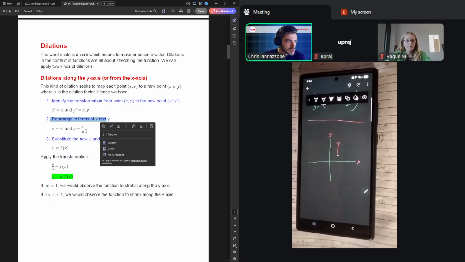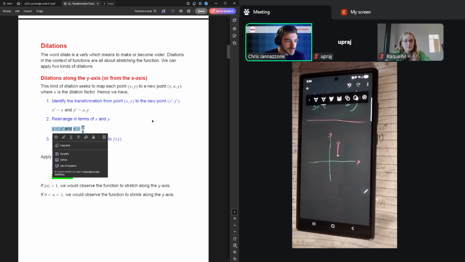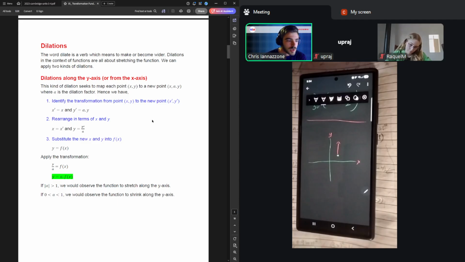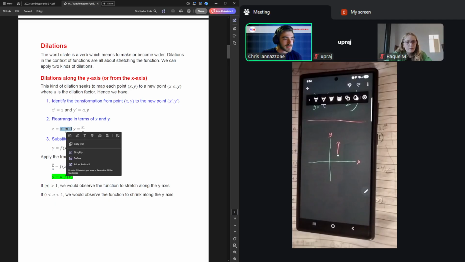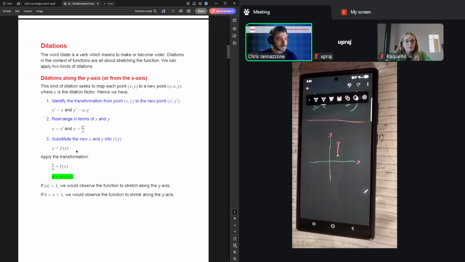Next step is some basic algebra. You're just going to rearrange in terms of x and y. And the reason why is because when you want to substitute your transformation into a function, your function is in terms of x and y, not in terms of x' y'. So we do this little bit of rearranging, and then that gives us our substitution.